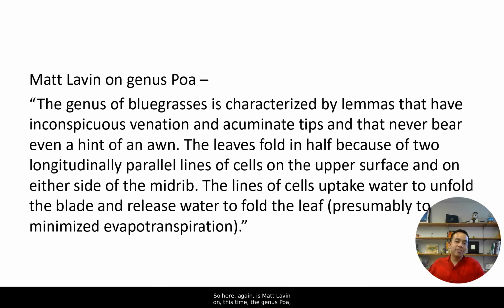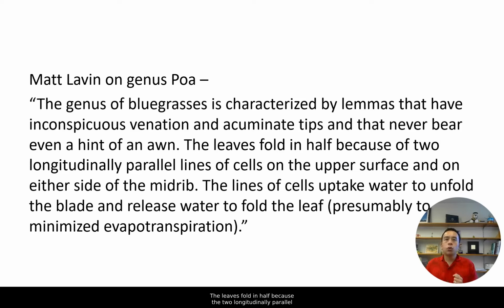So here again is Matt Levin, this time on the genus Poa, not the tribe Poeae, which again is a conglomerate of all the plants they couldn't classify into other tribes. So Poa itself, the genus of bluegrasses, is typically characterized by lemmas that have inconspicuous veination, so you can't see the veins very well, and acuminate tips, which means they come up and then become like a very thin needle that points upwards. And they never really have any awns.